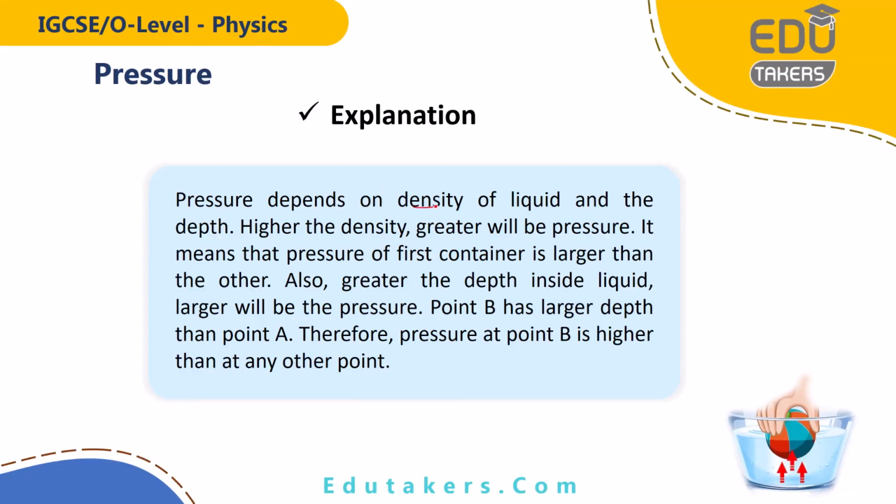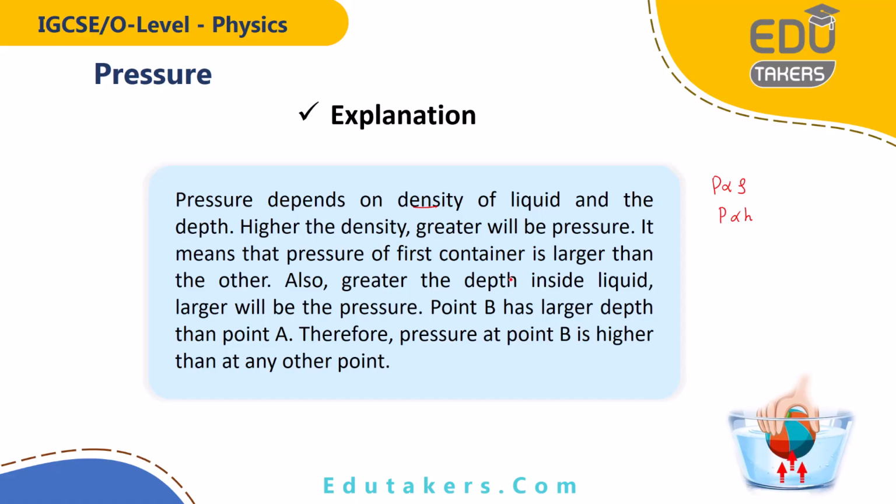The pressure depends upon the density of the liquid and the depth, because pressure is directly proportional to the density and also directly proportional to the depth. So the pressure depends upon two factors: one is the density and the other is depth. The higher the density, the greater the pressure. When the density of the liquid is higher, the pressure is larger. It means that the pressure in the first container is larger than in the other because the liquid in the first container is denser than in the second one.